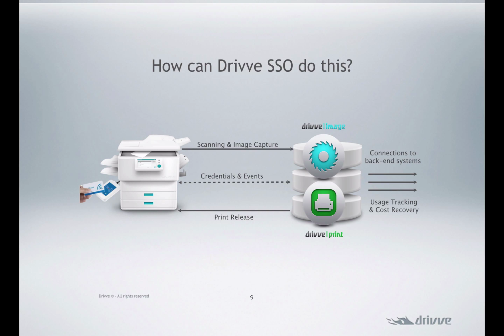So here you can see in this diagram sort of what's happening. Drive Print stores the user's credentials in the database in an encrypted table, and when you go to the Drive Image button and open up Drive Image, on the server, Drive Image will make an encrypted web service call to Drive Print to get the user's information. So nothing is ever stored on the device, nothing can be intercepted, and everything is happening over SSL.